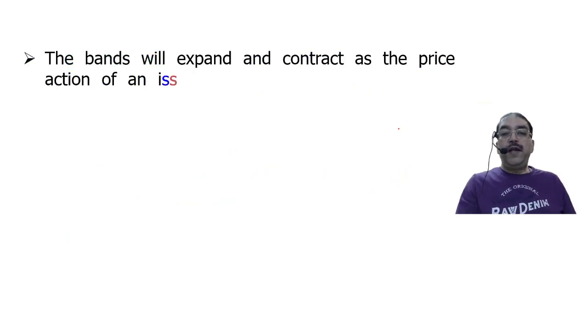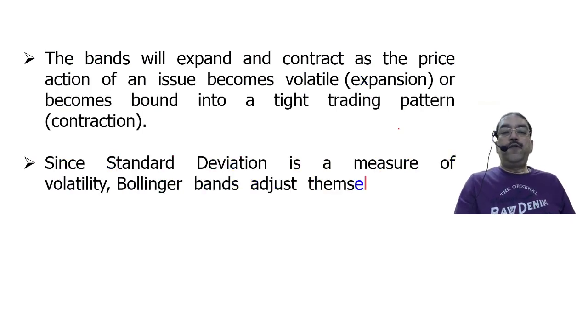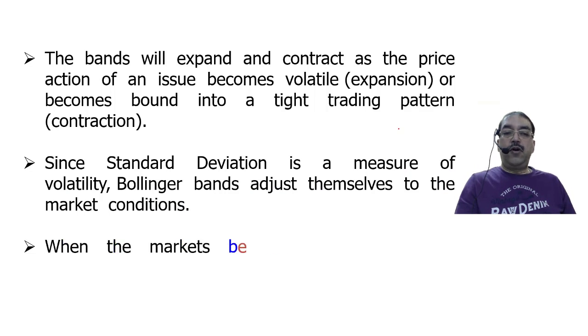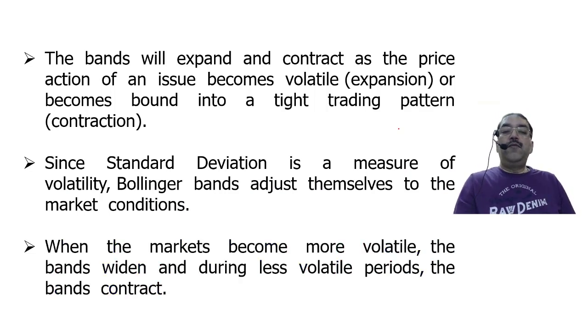The bands will expand and contract as the price action of an issue becomes volatile or becomes bound into a tight trading pattern contraction. Since standard deviation is a measure of volatility, Bollinger Bands adjust themselves to the market conditions. When the markets become more volatile, the bands widen, and during less volatile periods, the bands contract.